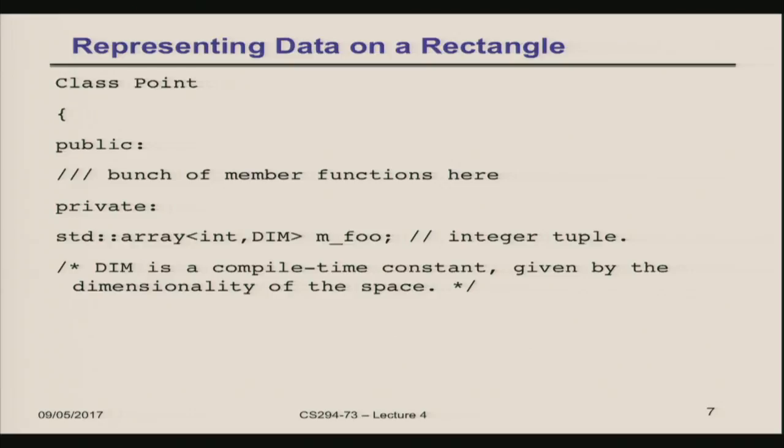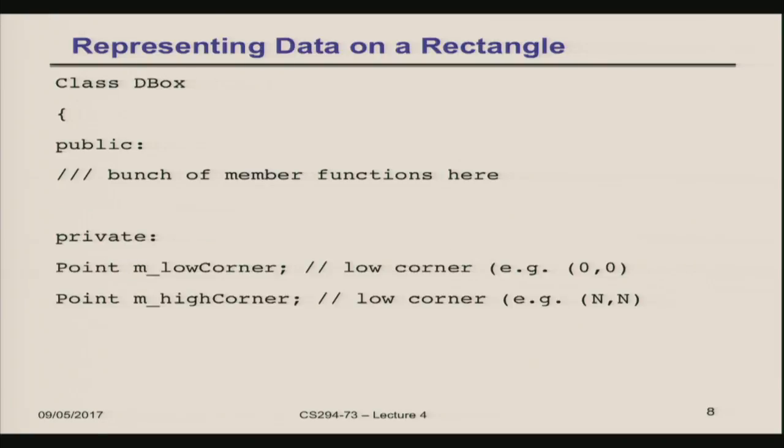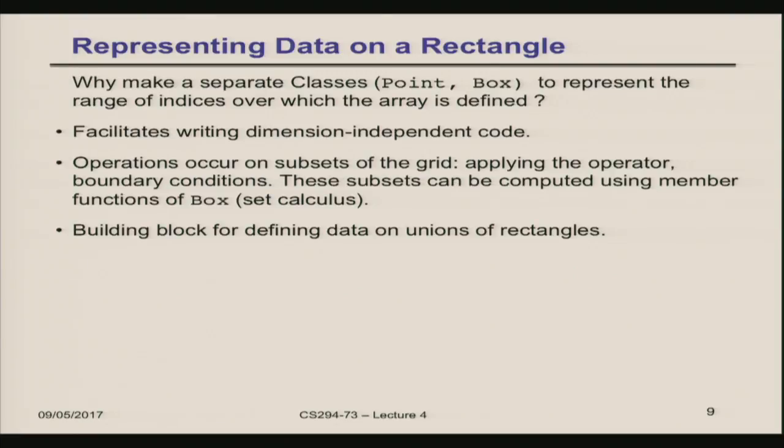We have point, we have box made up of 2 points which define the corners, and then we have rectMDArray, which is a box and the data that goes in it. So why did we do it? Why did we make separate classes for point and box to represent the range of indices? Well, for one thing, it facilitates writing dimension-independent code. The dimensionality is a parameter, maybe set at compile time, but other than that, you don't have to worry about it. And you'll see later that there are going to be operations on arrays that will be stated in terms of box and point without respect to dimensions.